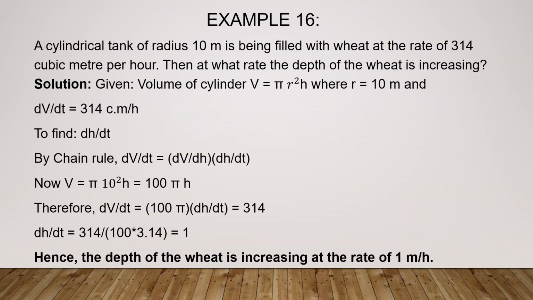A cylindrical tank of radius 10 meters is being filled with wheat at the rate of 314 cubic meters per hour. Then at what rate is the depth of the wheat increasing? So what is given to us is the volume. You know that the volume of the cylinder is given by πr²h, and here r = 10 is given. Also the rate at which the wheat is being filled is given, that means dV/dt = 314 cubic meters per hour.